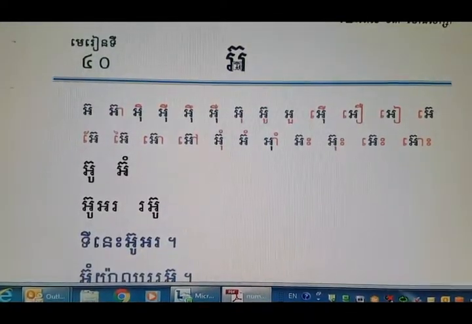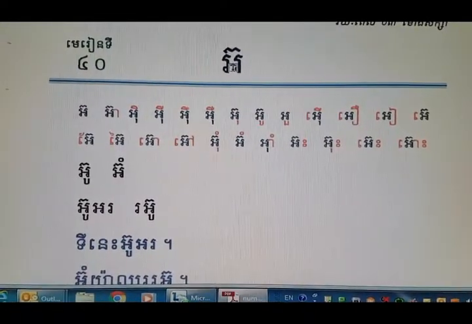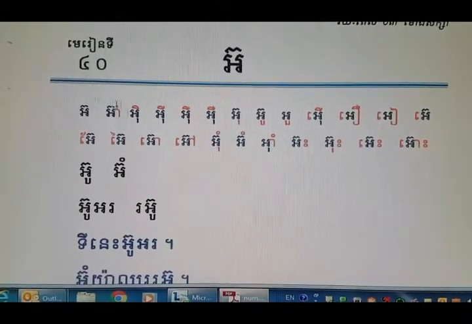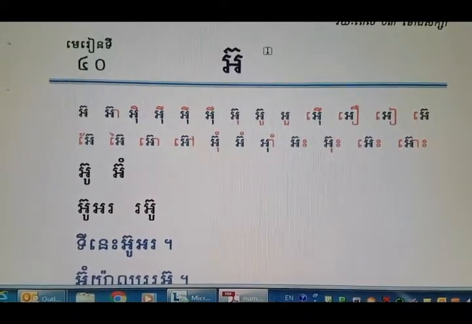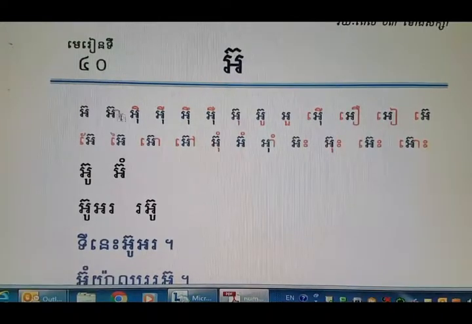O here. So o is the first series sound. When you put trace up, o with trace up o.